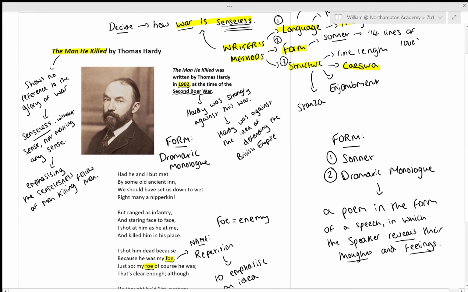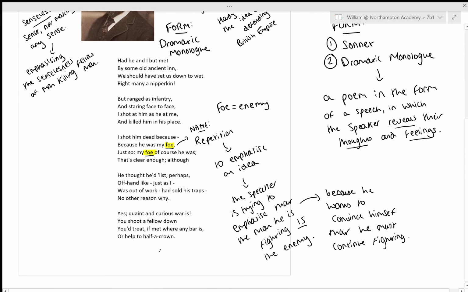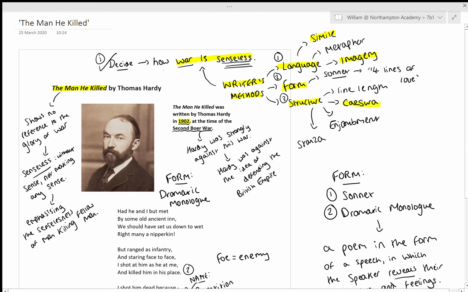So we have a language technique there, some repetition. And remember, the steps are for annotating. First of all, decide what the poem's about. Number 1, you've done that. The war is senseless. Number 2, name the technique. Repetition. Done. Number 3, tell us the effect of that technique, to emphasize an idea. And then number 4, link that effect back to what you said the poem was about, that war was senseless.